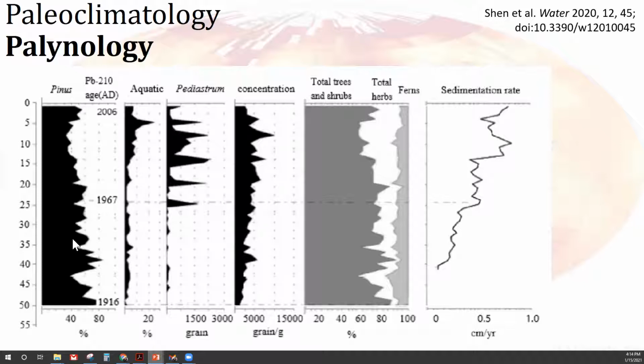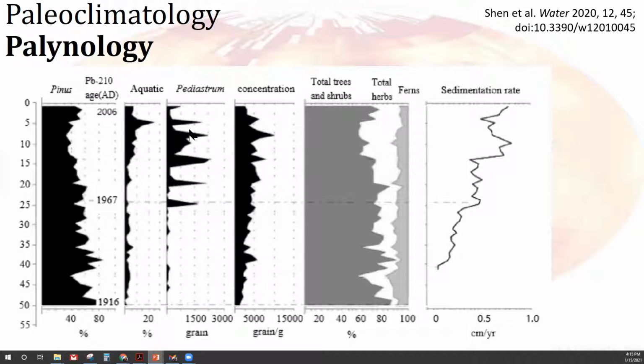And what you see is just the relative proportion of pine pollen compared to other pollen, so aquatic vegetation and some herbaceous kind of vegetation. Not sure what this concentration is. But you can see where there's high pine abundance, there's low herbs and that sort of thing, right? And when there's low pine, there's high herbaceous cover. And that's what they're looking for, these big, strong signals.